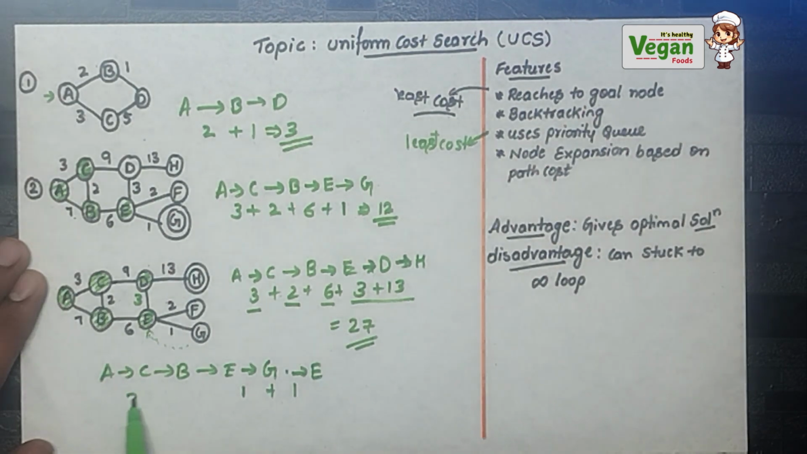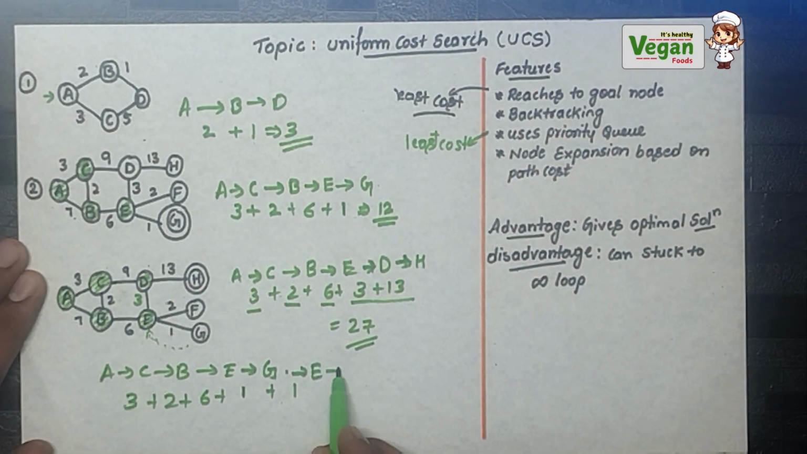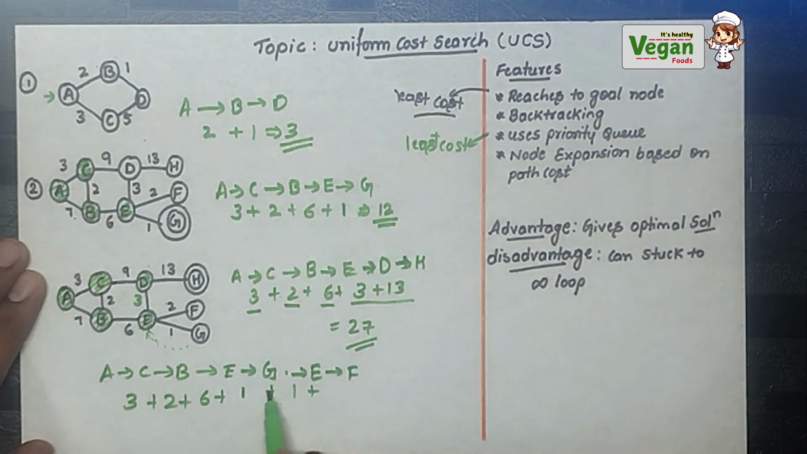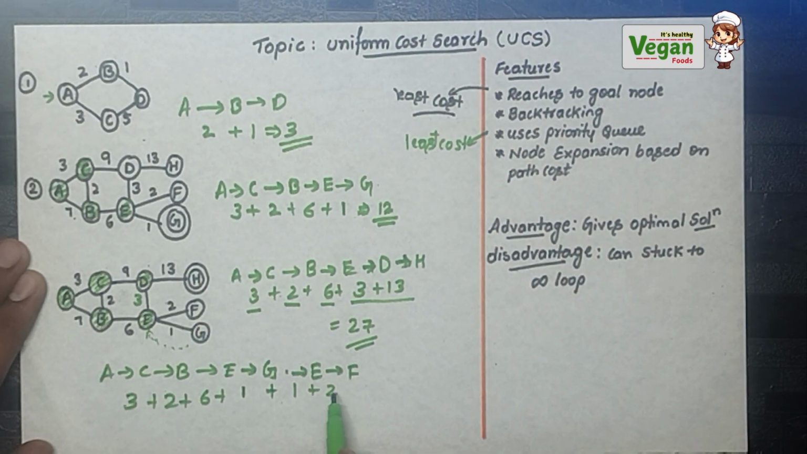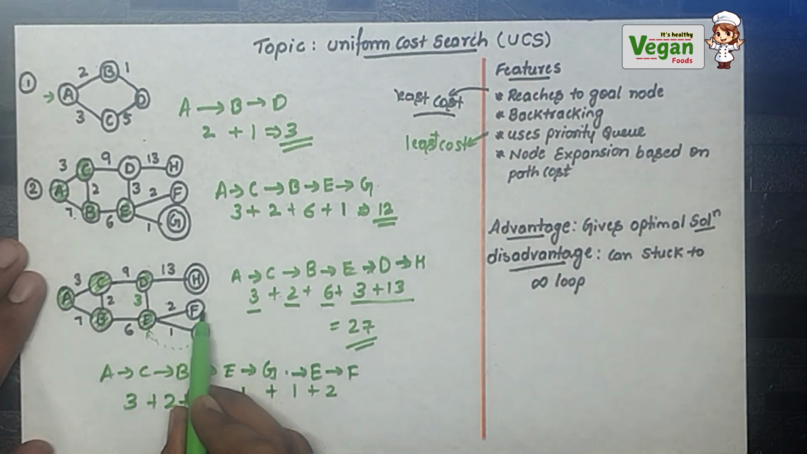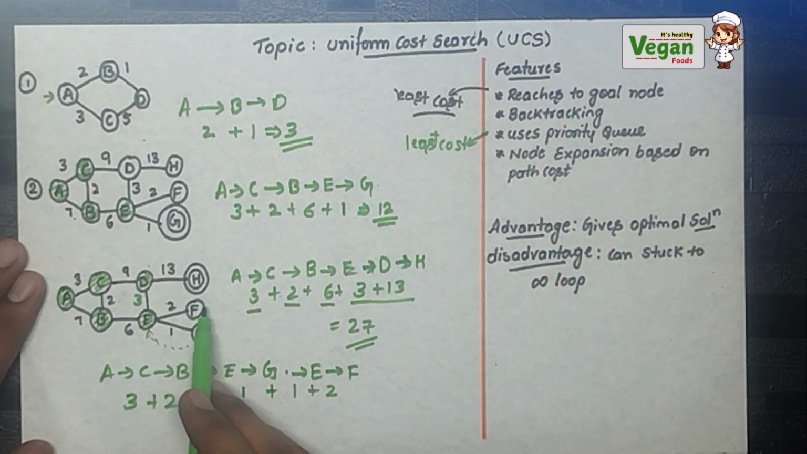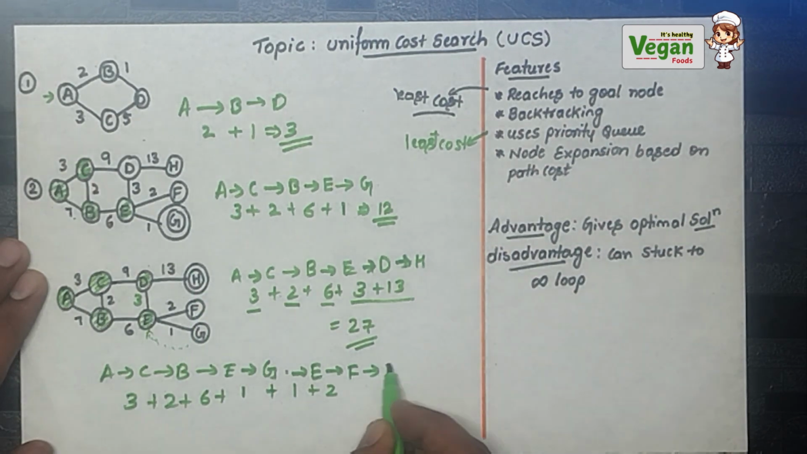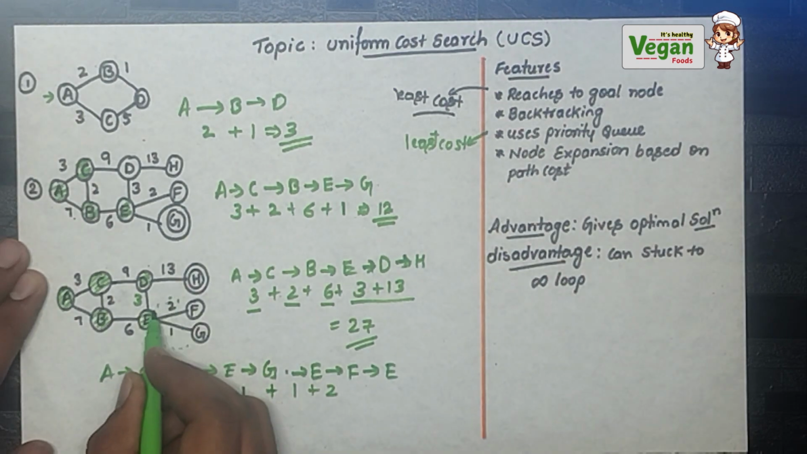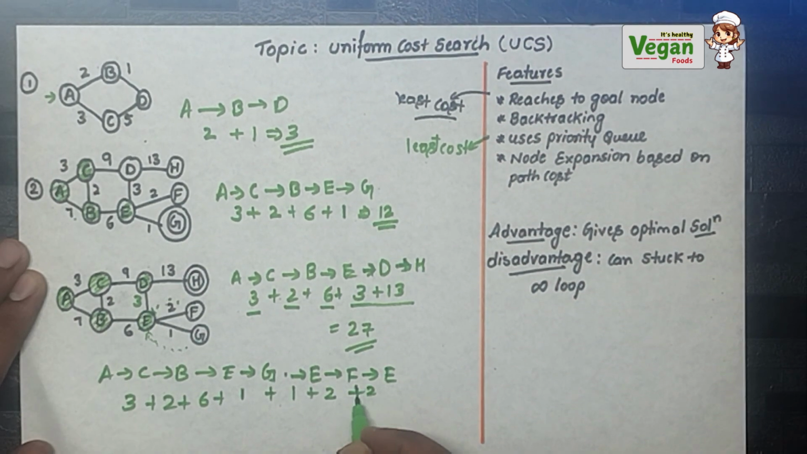So from A to C it was 3, plus C to B it was 2, plus B to E it was 6, plus E to G it was 1. Again I am coming back using backtracking, so G to E is 1. Now among these two, D and F, which is the least cost? F. So from E I will be moving to F. My cost E to F is 2, but F is not my goal state and I can't reach the goal state using F either. So what will I do? I will backtrack to E itself. Again it costs me 2.